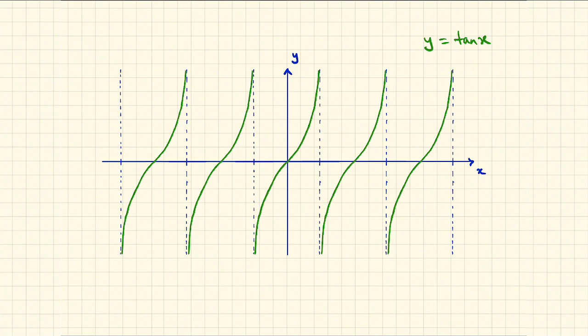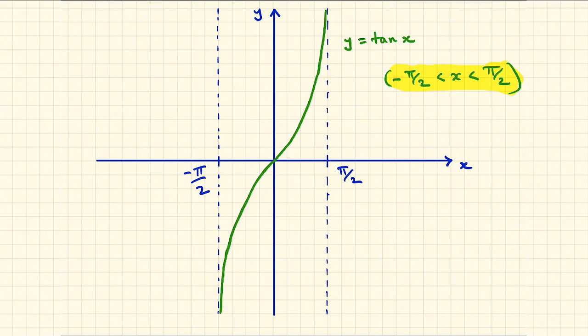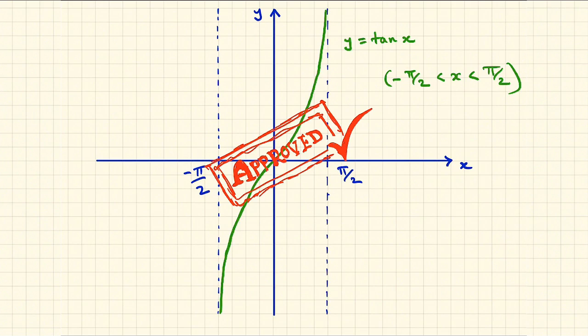Again, the horizontal line test fails spectacularly, so we have to drastically restrict the domain in order to produce the graph of an invertible function. The convention is to restrict the domain to the interval from minus pi on 2 to pi on 2, but not including the endpoints where tan is undefined. So we focus on this very nice piece of the tan curve, which satisfies the horizontal line test.